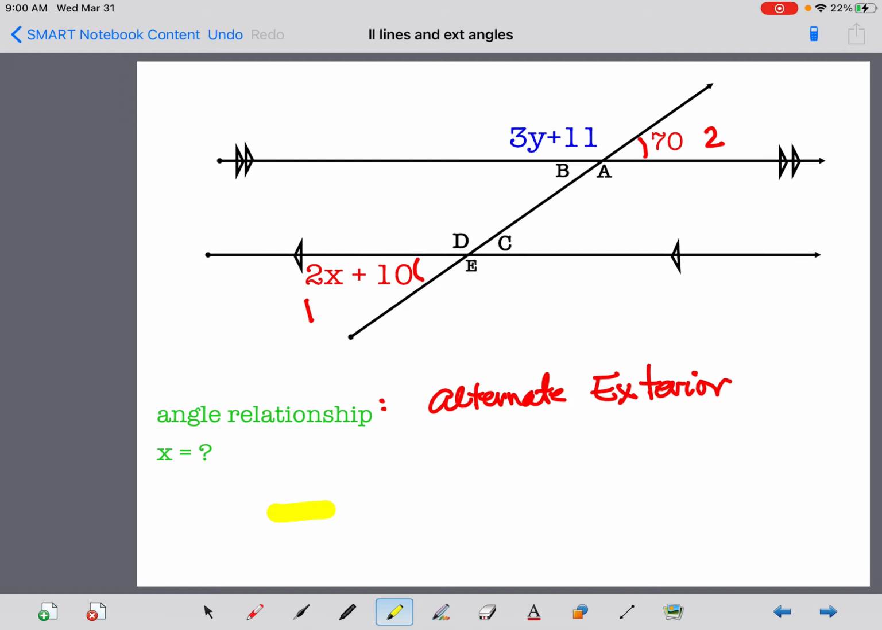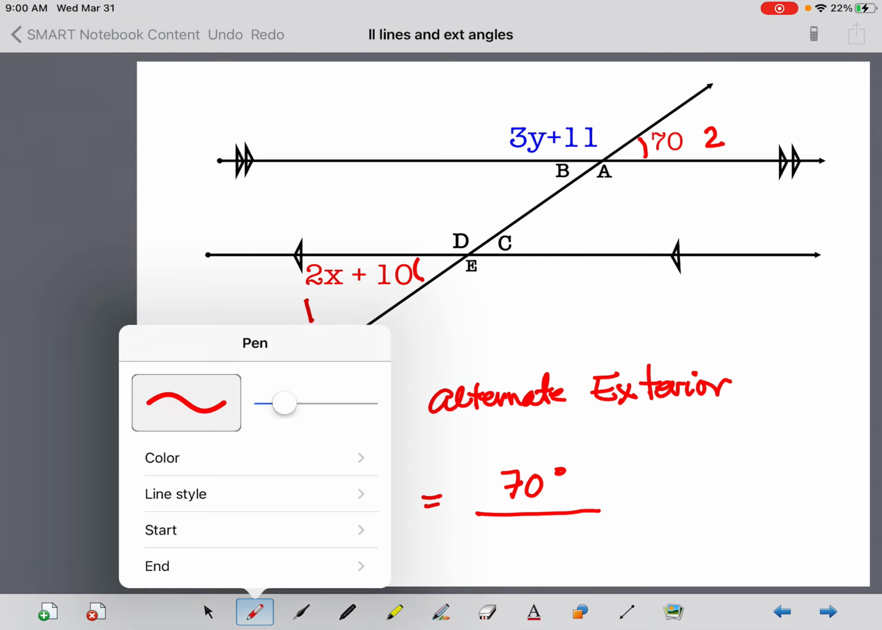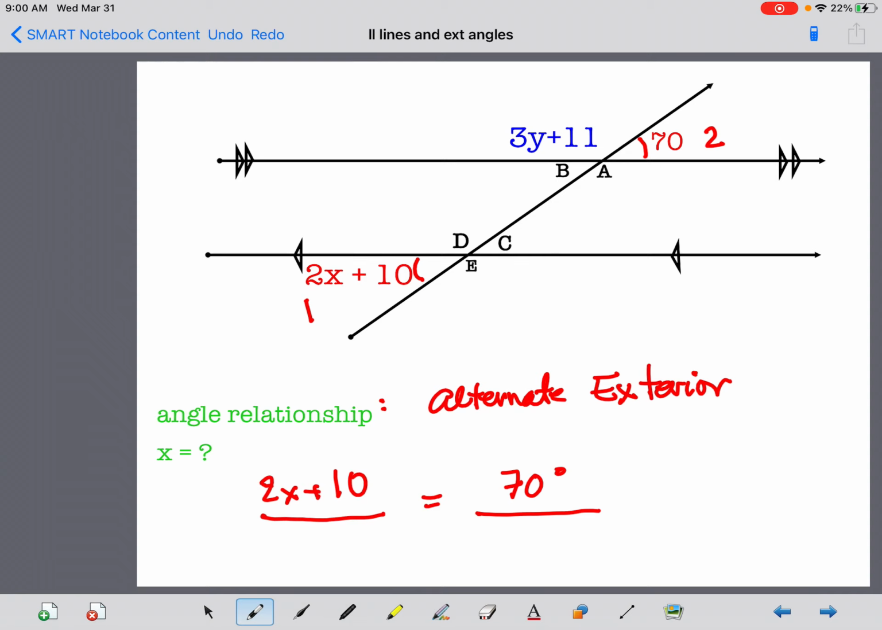And so I want angle 1, oh, I got to go back to my pen now. I want angle 1 to equal angle 2. And angle 1 is 2x plus 10. That is its measurement right now. I need to find out how many degrees are missing here, right? And they have to equal my 70-degree angle. Well, now I have an equation that I can solve for x. I can find the missing part. And I'm just going to solve this equation.